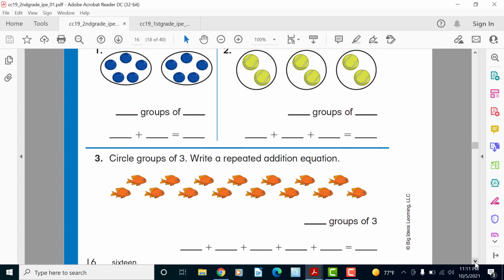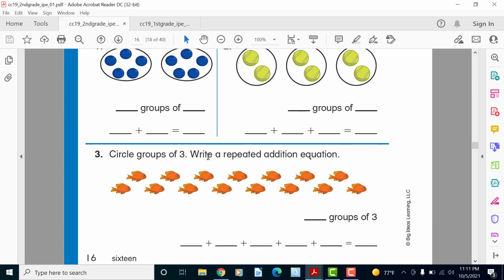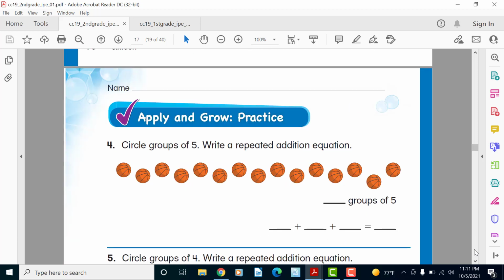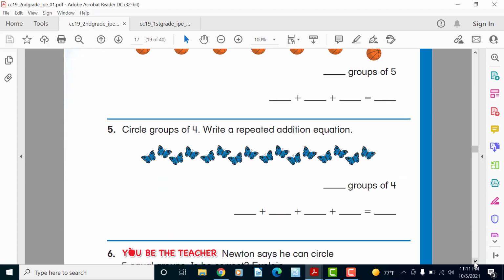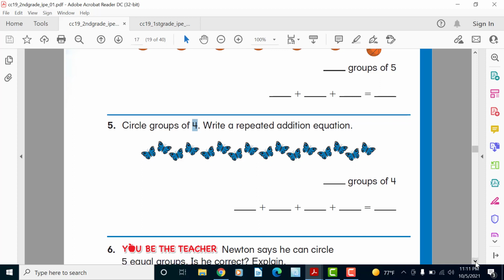Now in the next one they didn't circle for you, did they? You circle groups of 3 and write a repeated addition equation. So here you've got 3 goldfish. Here you've got 3 goldfish. Circle the goldfish and then look at how many circles you made. How many groups was that? Groups of 3, and then go ahead and write 3 in the first group, plus 3 in the next group, plus 3, plus 3, plus 3. How much is it all together? Here, circle groups of 5. Write a repeated addition equation. Circle groups of 4. Write a repeated addition equation.